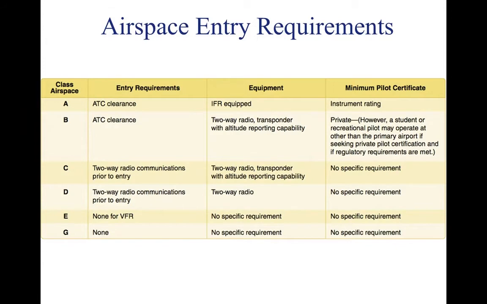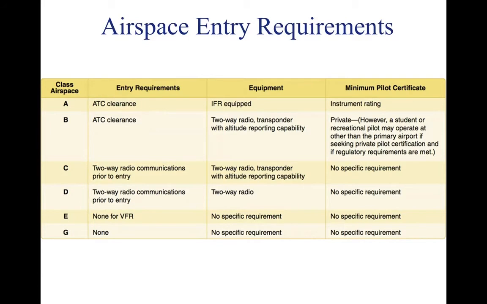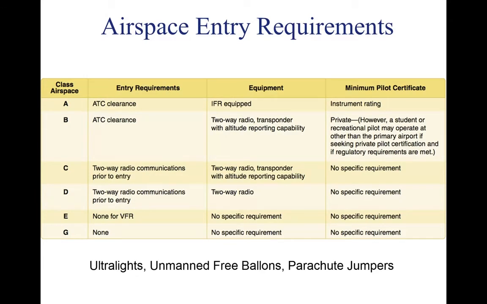Class A and B both require ATC clearance into the airspace, unlike Class C and D, which only require two-way radio communication be established. And Class B and C airspace require not only a two-way radio like Class D, but also a transponder with altitude reporting capabilities. Also, more restrictions to entry are placed on aircraft activity like ultralights, unmanned free balloons, and parachute jumpers.